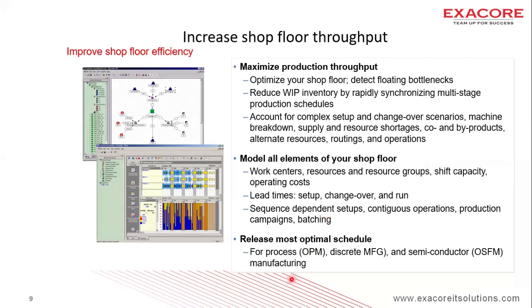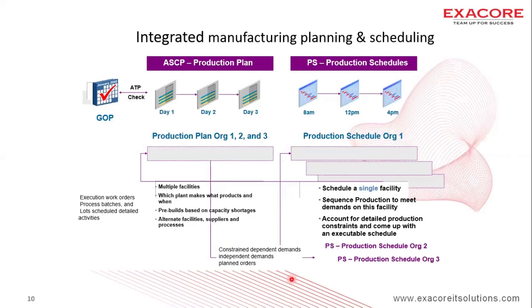For that also, Oracle ASCP helps to schedule for OPM, whether it is process manufacturing, discrete manufacturing, or semiconductor manufacturing. All these processes will also get scheduled. And Oracle ASCP also provides a comprehensive and integrated manufacturing planning and scheduling process through tight integration between Oracle EBS modules as well as Oracle ASCP, including the production scheduling as well.